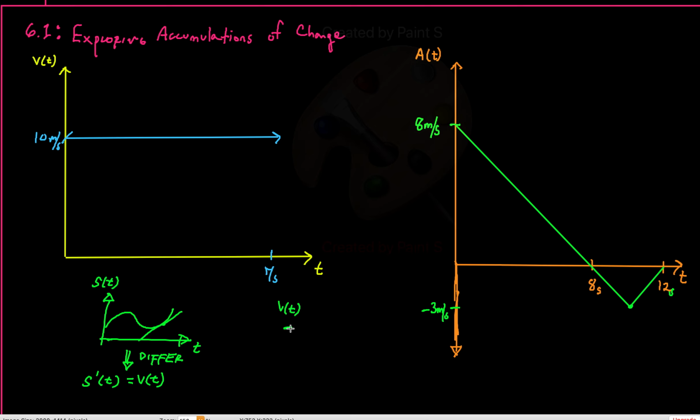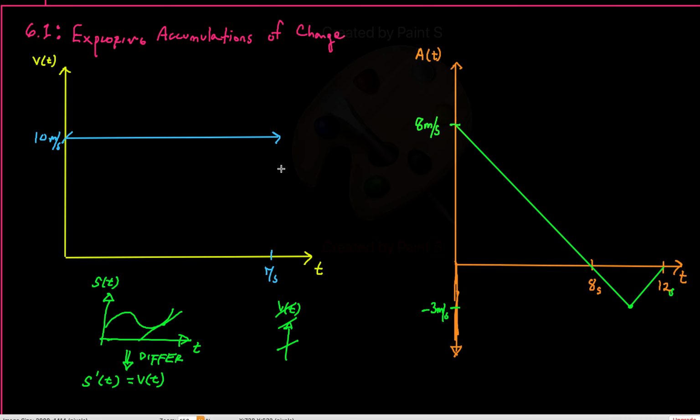So if I'm given a velocity function, something like this, let's say, up here, how do I go and how do I get something about the position? So in this case, just think about this example as a whole. Something is traveling at 10 meters per second, okay? And that's right here. This is at 10 meters per second. This is the velocity. And it does that for 7 seconds.